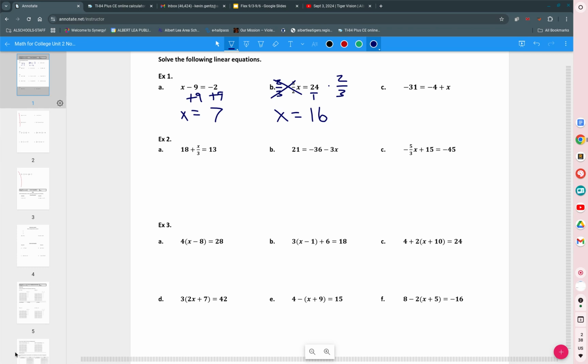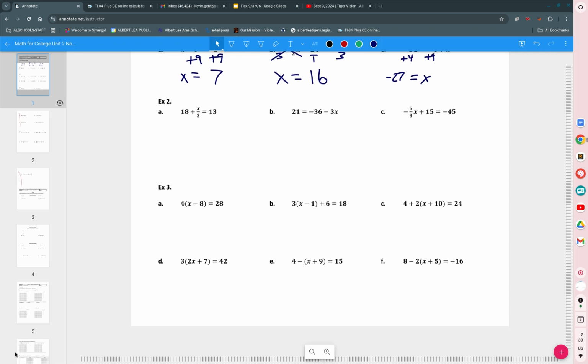Letter C looks easy, but I have people make mistakes here. What do I do to both sides? I'm going to add 4. Now, as I add 4, I want you to understand why people make a mistake here. Notice that the operation is addition, and yet I'm still adding. I don't look at the operation, I look at the value of the number. Because the 4 has negative value, I add. Whereas here, the 9 has negative value, so I add. Now we get to two-step equations.